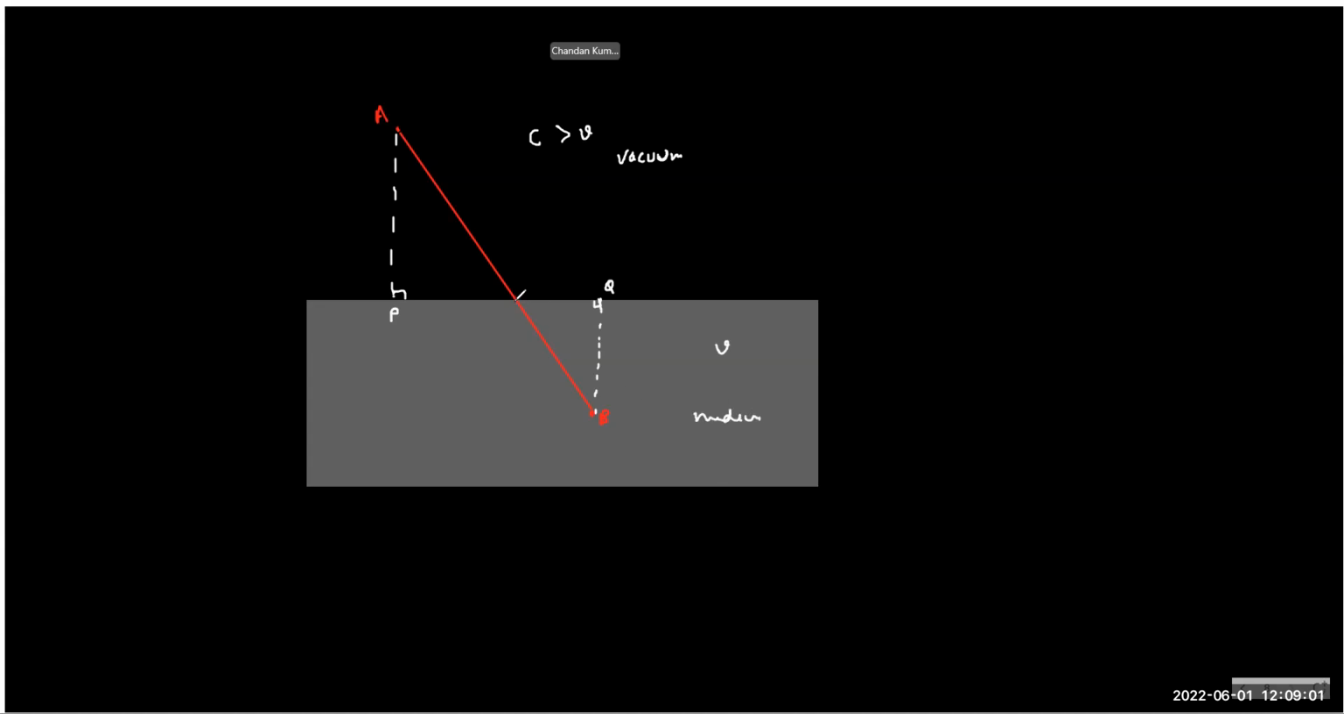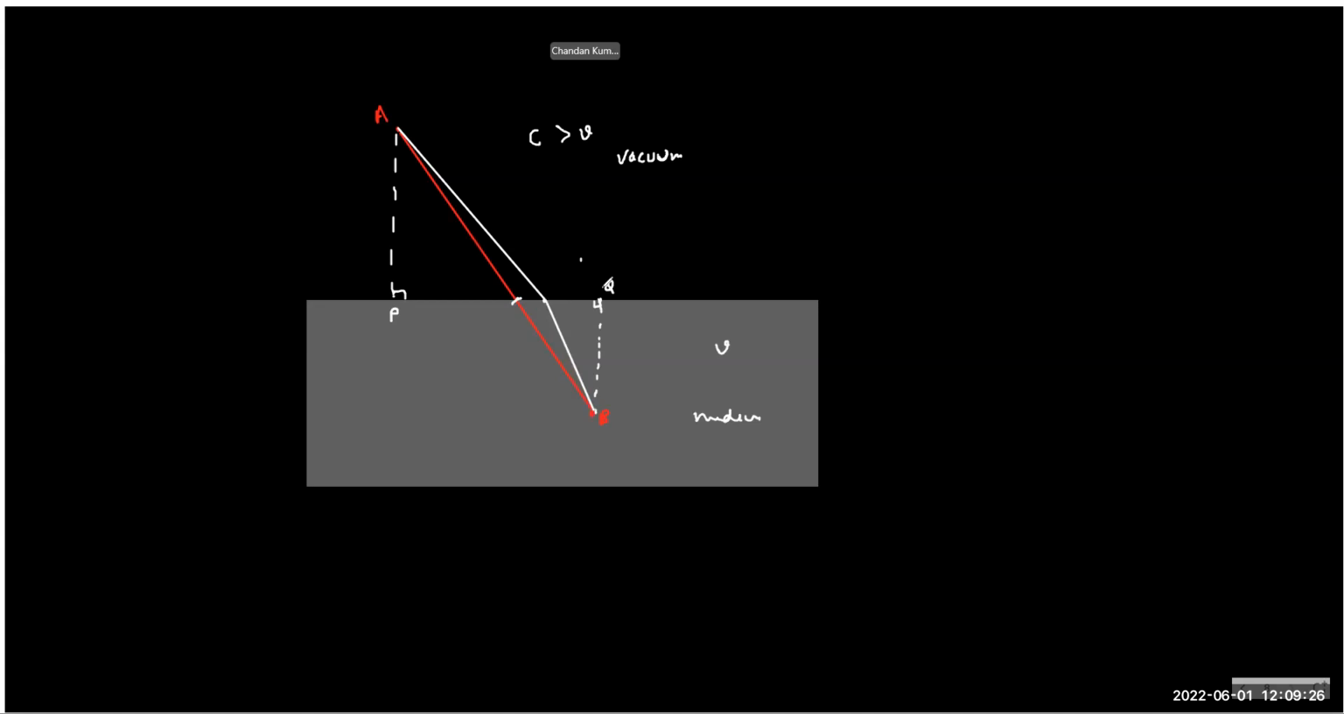So definitely you want to minimize this time. You want to cut short the length in the medium, so you want to travel less in the denser medium. To travel less, you can go somewhere here. If you hit something here, the length which you travel in the denser medium will reduce. You can see it.